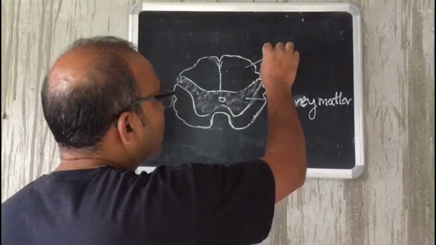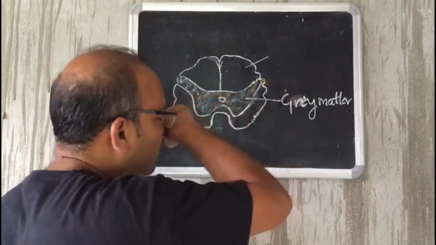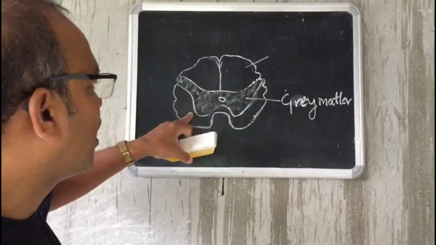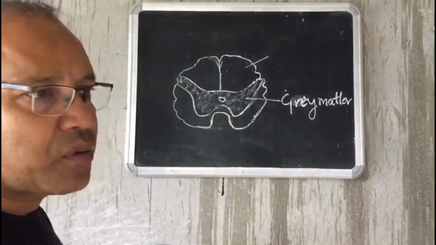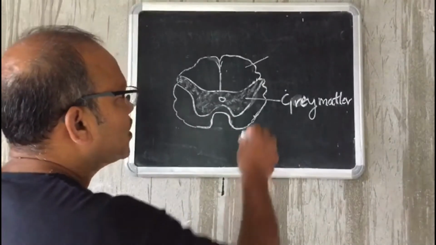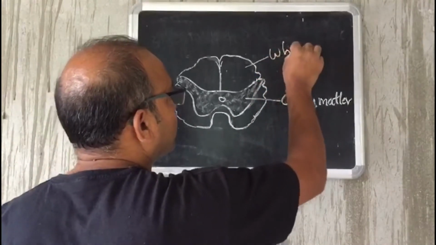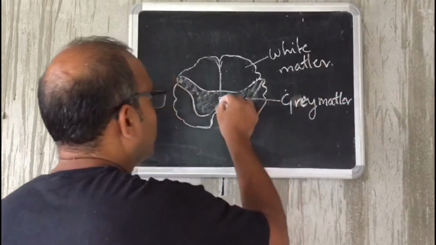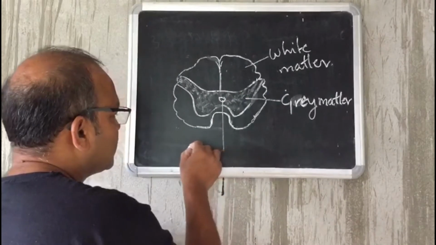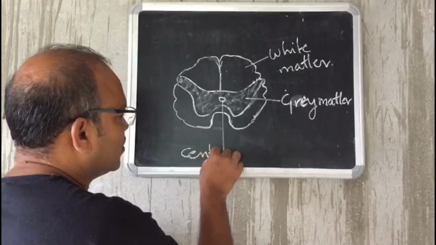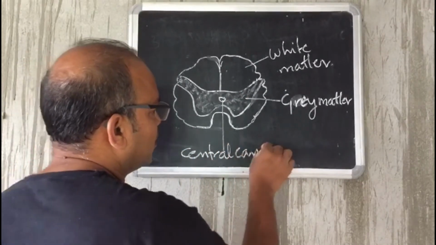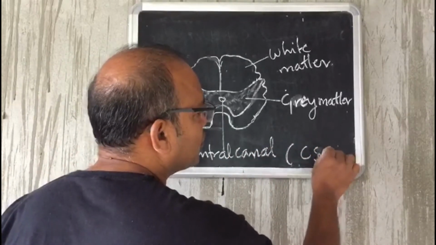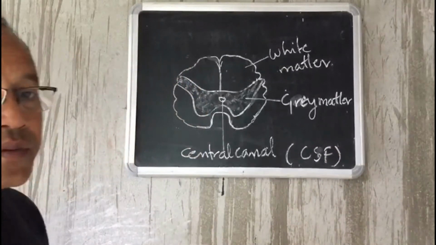And on the outside, nerve fibers, we have already talked about 31 pairs of nerves originate from it, and these are the place where only nerve fibers, the axons, are present. This is called the white matter. Here at the center is called the central canal, which is filled up with a fluid called cerebrospinal fluid.